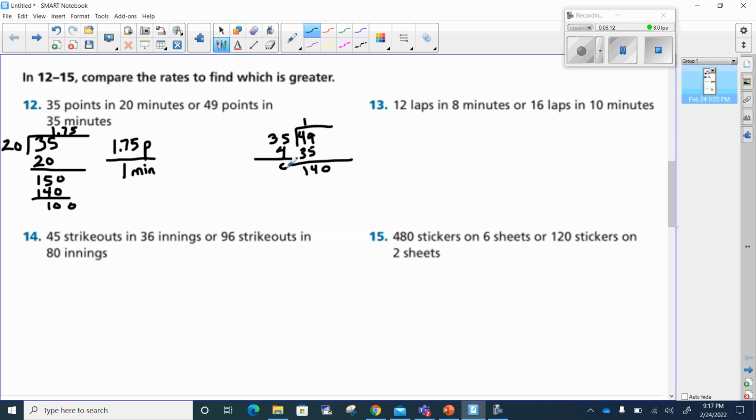5 times 4 is 20. This would be 12, 13, 14. So that's exactly 4. This is 1.40. So on the second one, it's going to be 1.4 points for 1 minute. So as you can see, which one's greater? 35 points for 20 minutes is greater.